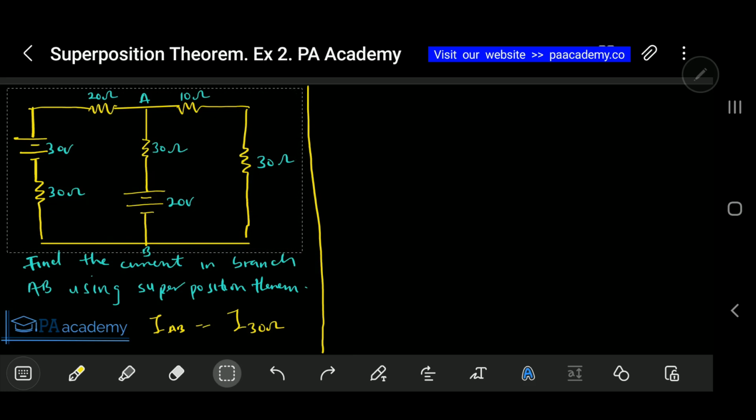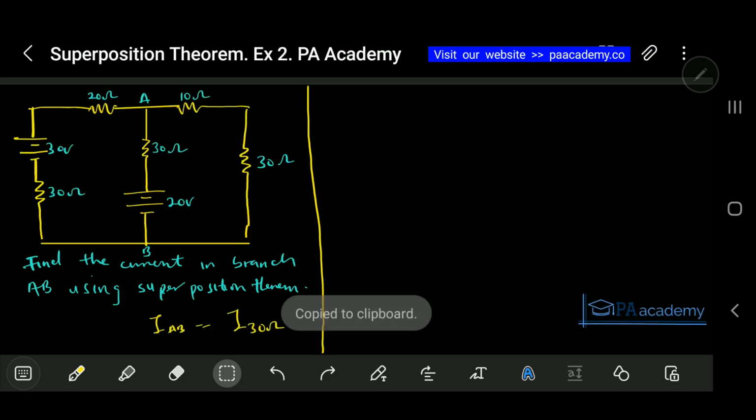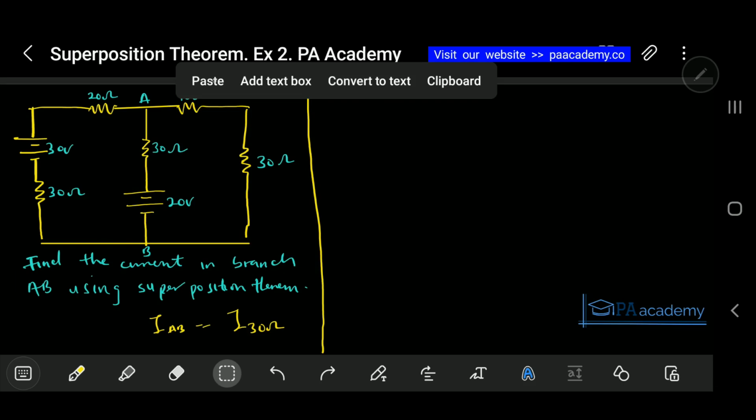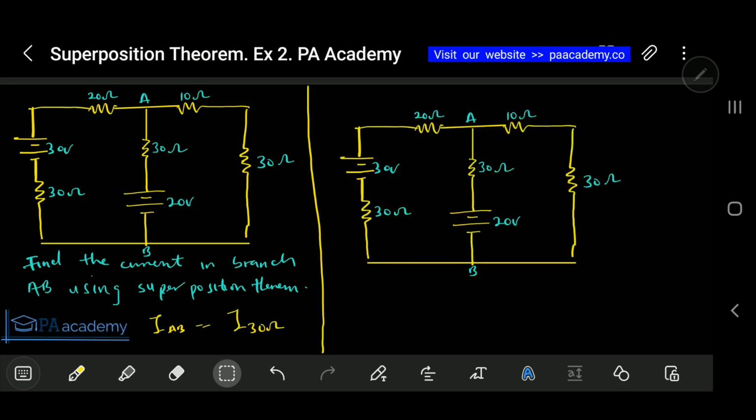Okay, so now just like I explained at the beginning, when you are dealing with superposition theorem, if you look at this question, we have two voltage sources. Based on what I've explained earlier on superposition, you are going to consider one voltage source at a time. So what I want to do now, let's duplicate this. Now let's consider just the 30 volt source. So let's start with that.